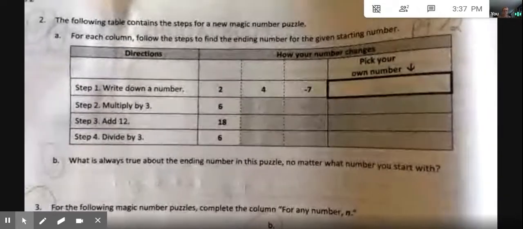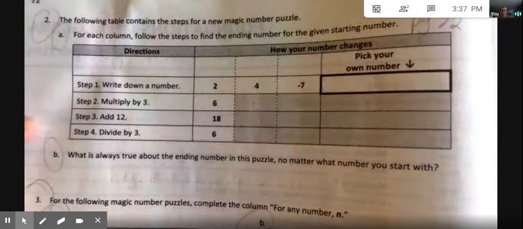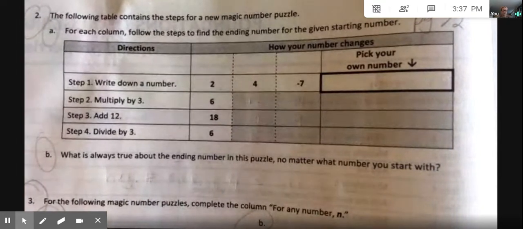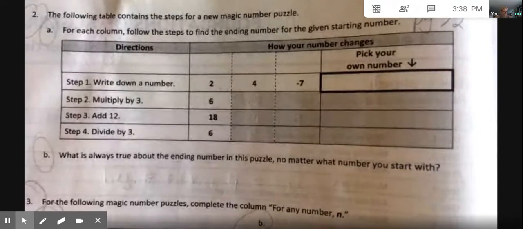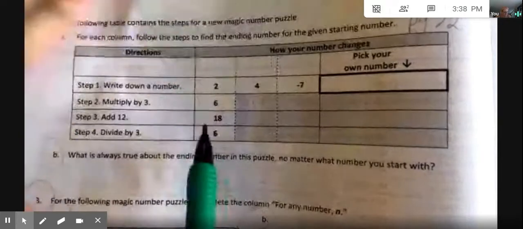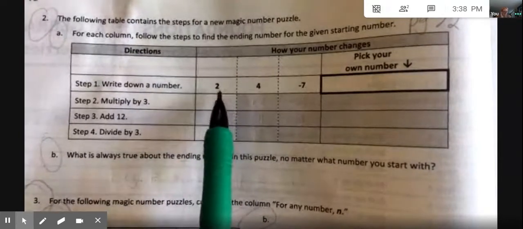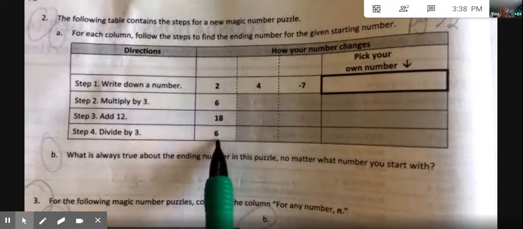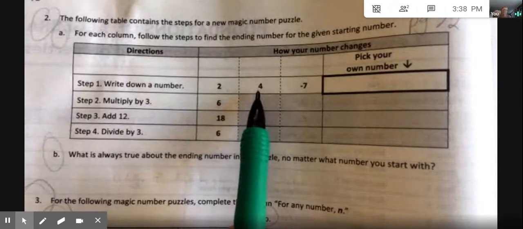All right, this lesson starts on page 72, and the following table contains the steps for a new magic number puzzle. For each column, follow the steps to find the ending number for the given starting number. All right, so we are given a starting number, multiply it by 3, add 12, and then divide by 3. So let's try it with 4.